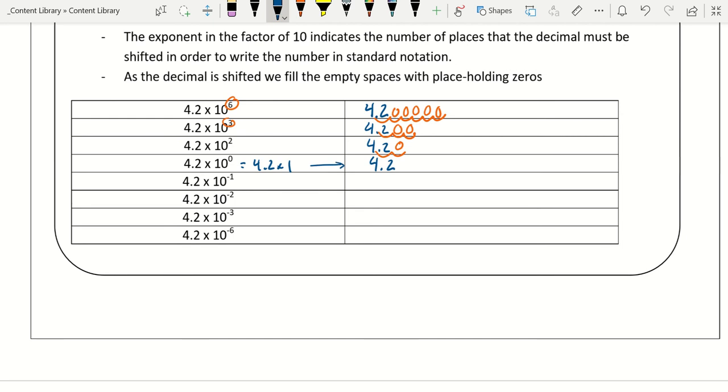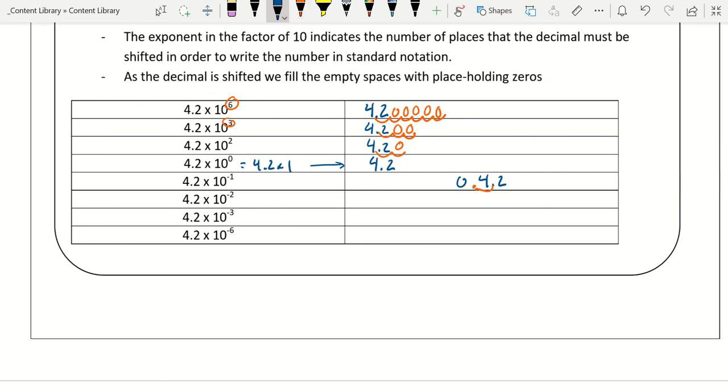Now I'm going to go the other direction. So I'm going to put my numbers over here now. And we have -1, which tells me to move the decimal over to the left once instead. So we end up with 42. Sorry, 0.42. That's right. So we end up with 0.42.